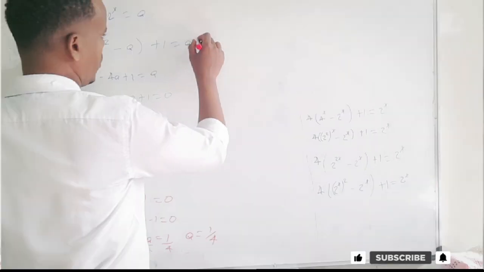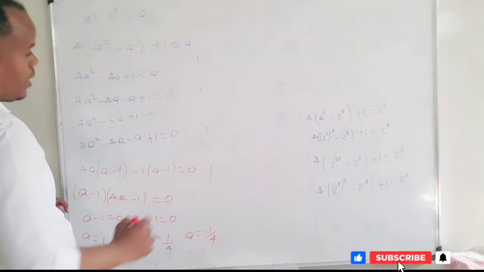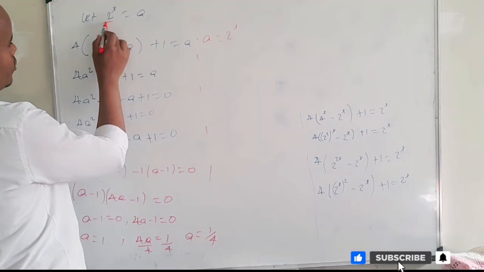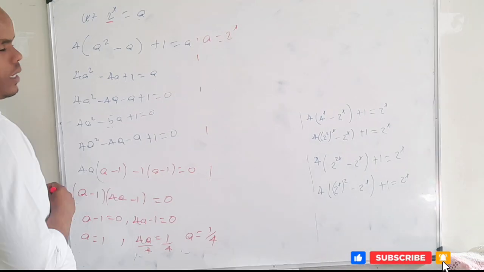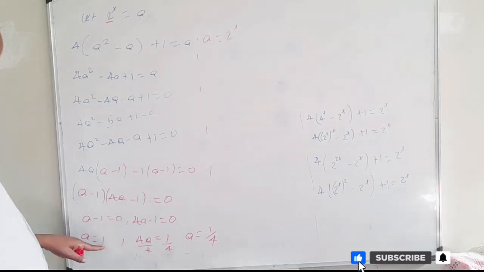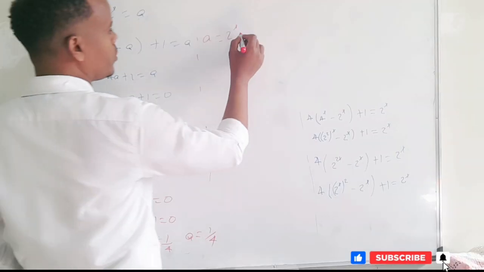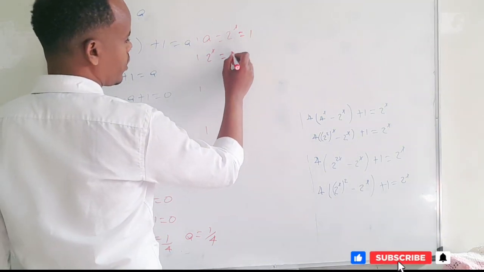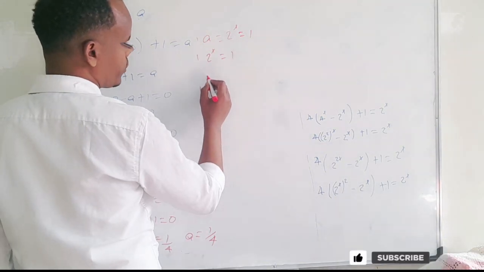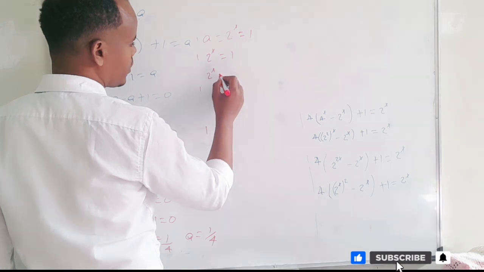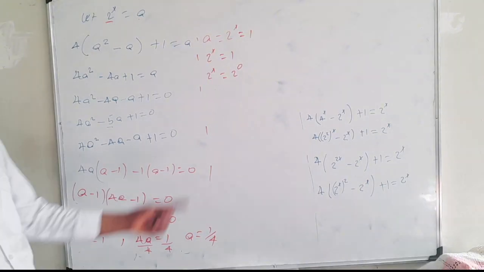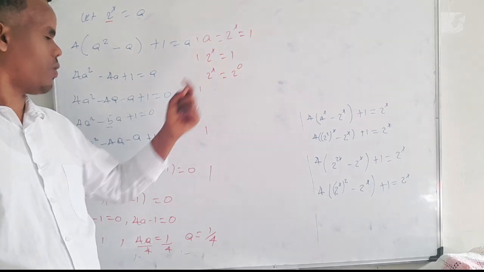Let's consider a is equal to 1. a to the power of x equals a to the power of... that is 1, so a to the power of x is equal to 1, which means a to the power of 0 is 1. So x is equal to 0.